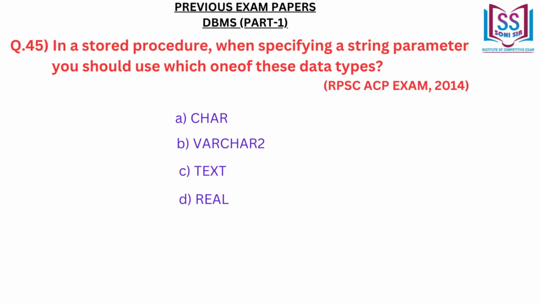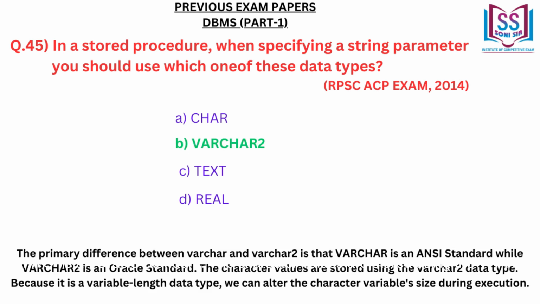In a stored procedure, when specifying a string parameter, you should use which one of these data types? A. Char. B. Varchar2. C. Text. D. Real. Correct answer B. Varchar2. The primary difference between varchar and varchar2 is that varchar is an ANSI standard while varchar2 is an Oracle standard. The character values are stored using the varchar2 data type. Because it is a variable length data type, we can alter the character variable's size during execution.